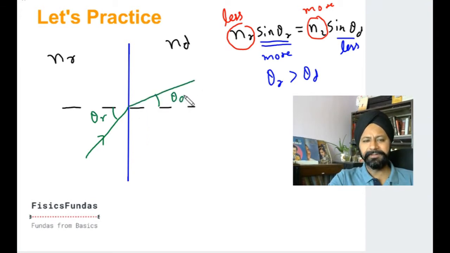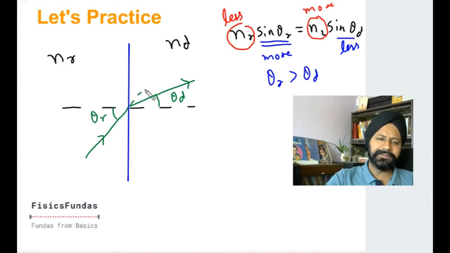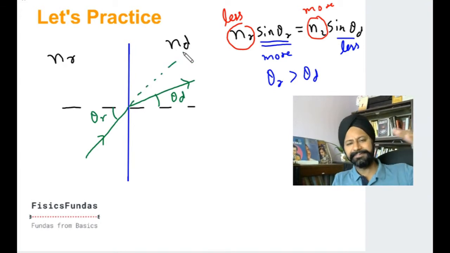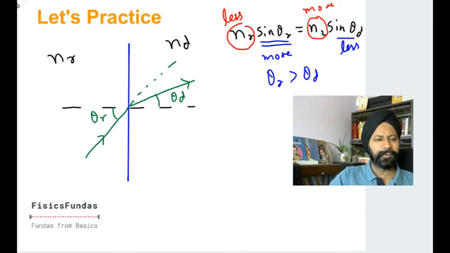And that's another thing you're supposed to not memorize here. You're supposed to understand why that happens. Because see, the light was going in this direction, but it has bent towards the normal. So when it goes from rarer to denser, it is going to bend towards the normal. So let's practice one more like that.